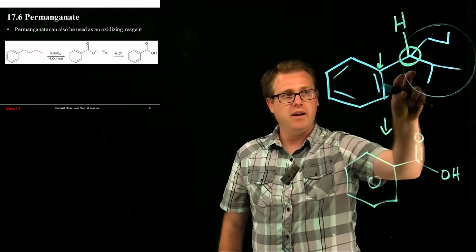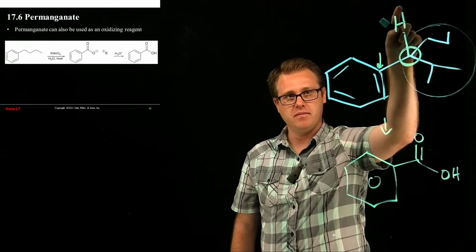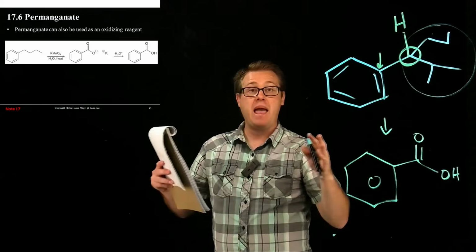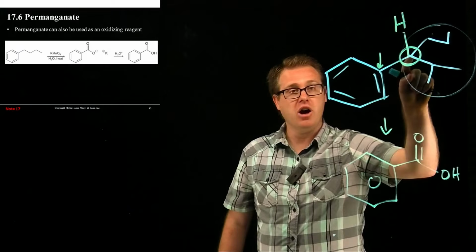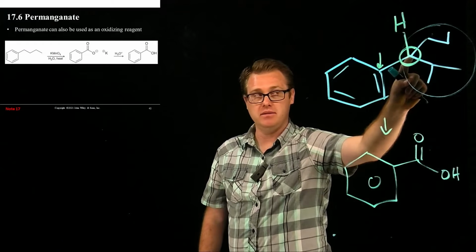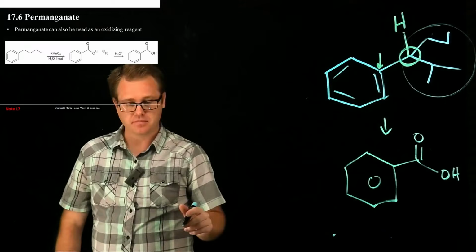So this rule right here, where I said the benzylic carbon has to have at least one hydrogen, with permanganate we're going to expand that. So if this carbon right here has a pi bond, it can work as well. Let me show you what I mean by that.